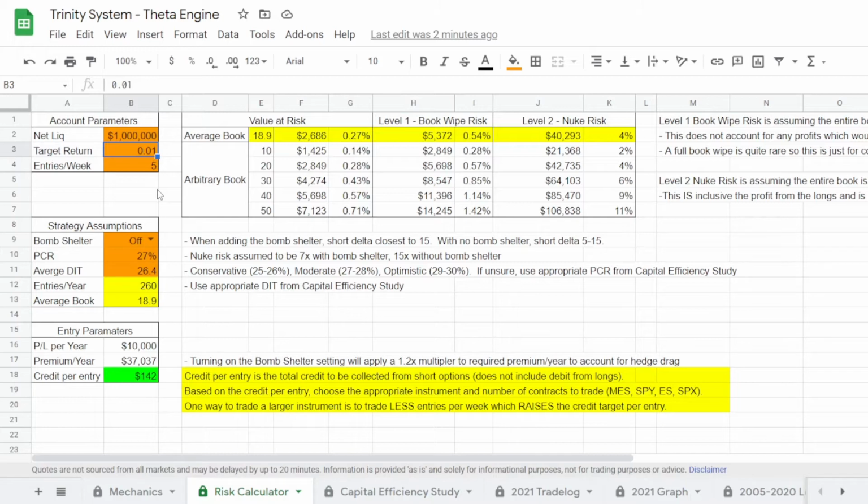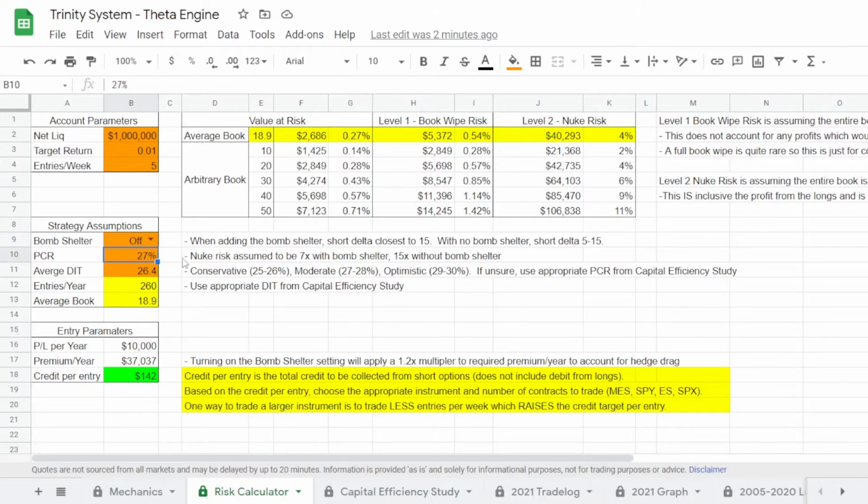Okay, so there's entries per week, pretty obvious. Let's just set it at 5. We can look at what happens if you reduce that in a second. So I'm going to use $1 million for the net liquidity, 1% target per year, entries per week is 5, and then moving down we have the strategy assumptions. For now the delta is going to be 15. Now there's a toggle for the bomb shelter which can be on or off. I'm going to turn it off for a second, but I'll explain what that does later.